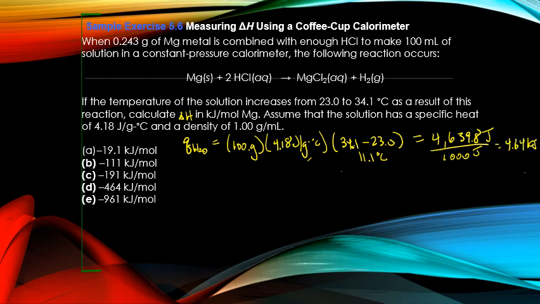For the second part, that's how much energy was absorbed when 0.243 grams of magnesium metal reacted. Now we need to do it in terms of kilojoules per mole. So the second part I need to do is take the 0.243 grams of magnesium, converting it into moles. 1 mole of magnesium is 24.3 grams. And so that tells me that we have 0.010 for my number of moles of magnesium.